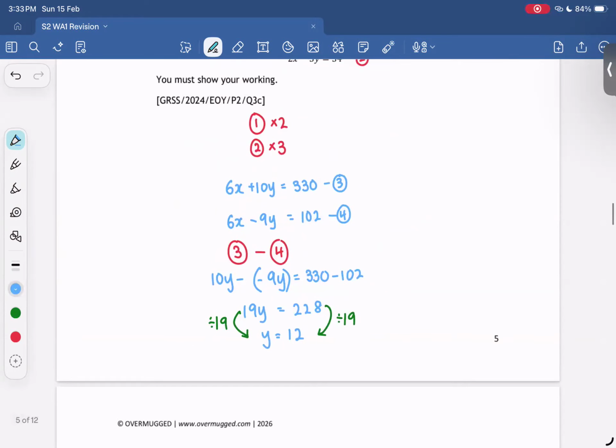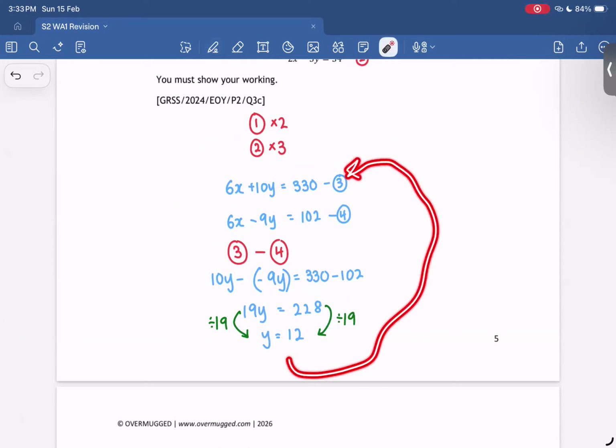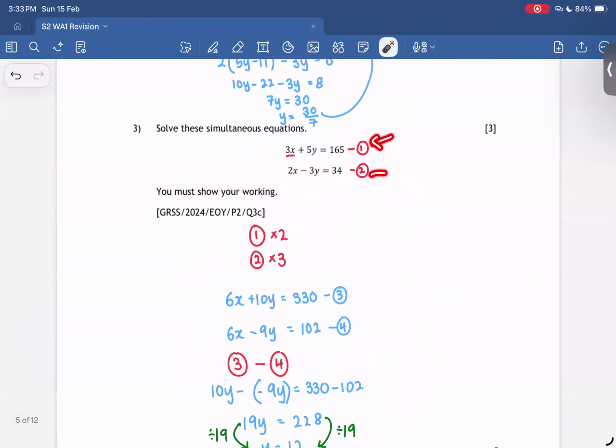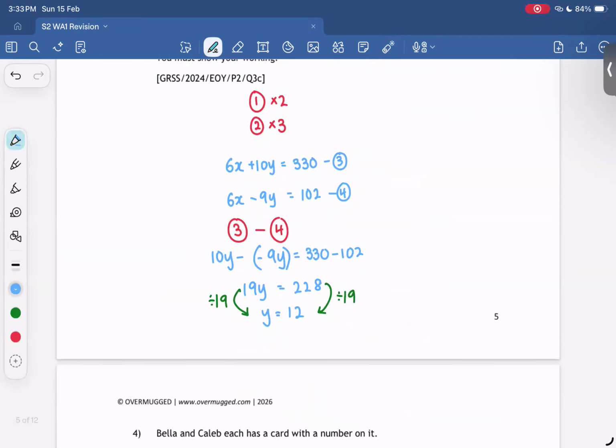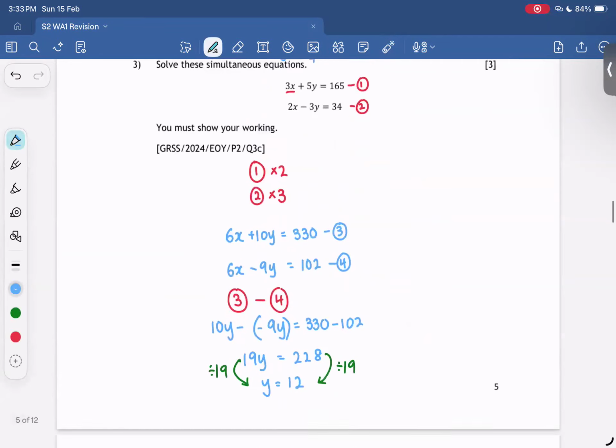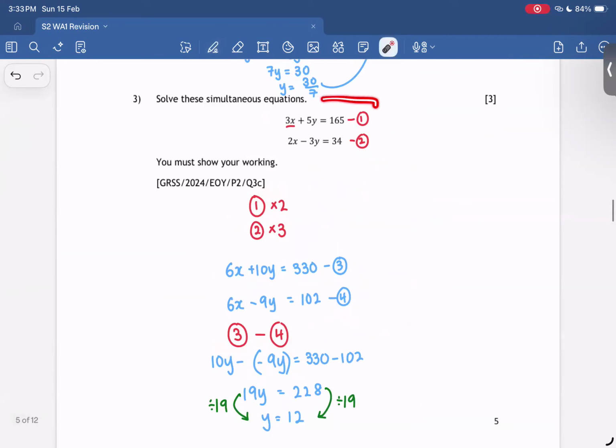So let's see. What do I do? How do I find x, guys? All I need to do is to substitute y equals 12 into any one of these equations. If you want to use equation 1 and 2 over here, also can. But for me, let's see. I now decide that I want to try to use a different equation. Let's use equation number 1 at the top here.